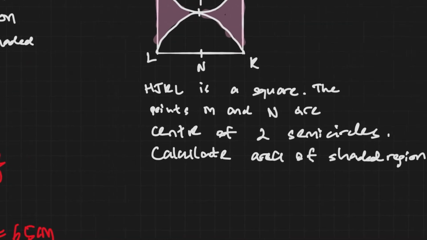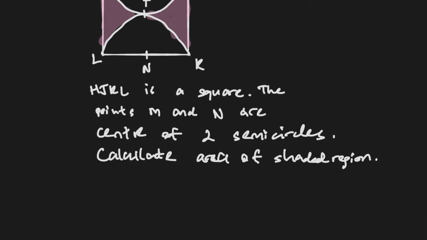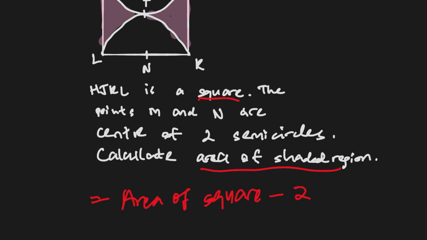Now let's look at another question. So we have here one square, okay? HJKL is a square. The points M and N are the center of the two semicircles, and I believe they are also the midpoint. So we want to calculate the area of the shaded region. So how do you calculate the area of the shaded region? So the area of the shaded region will be the area of the square minus the two semicircles. Which semicircle? This one and this one.